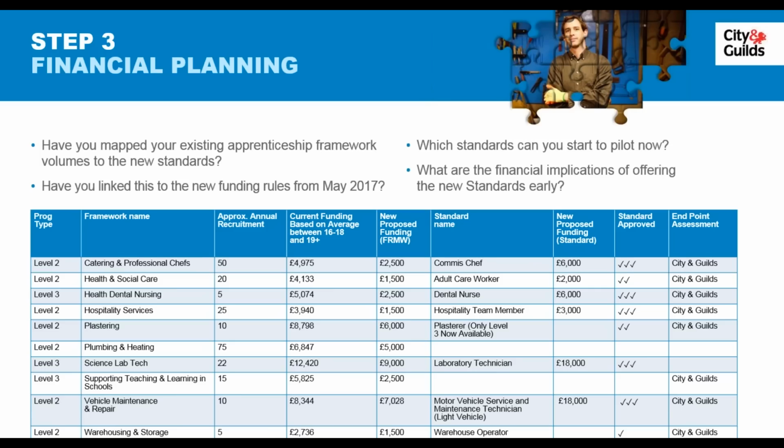So let's just take an example. For the level 2 catering and professional chefs, currently the funding for that is just under 5,000. The new proposed funding from May onwards is 2,500. Obviously, there's going to be a bit of a shortfall there. So if you're not considering moving on to the new standard, which is equivalent to the Commis Chef, which you'll get 6,000 for, then clearly there are some serious financial implications for you to consider.